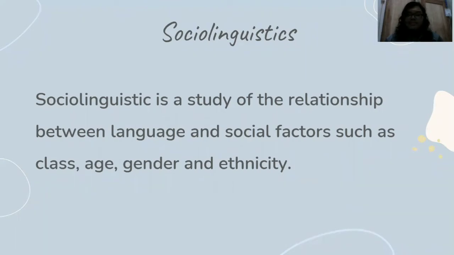So I'm going to present about sociolinguistics. Sociolinguistics is a study of the relationship between language and social factors, such as class, age, gender, and ethnicity.